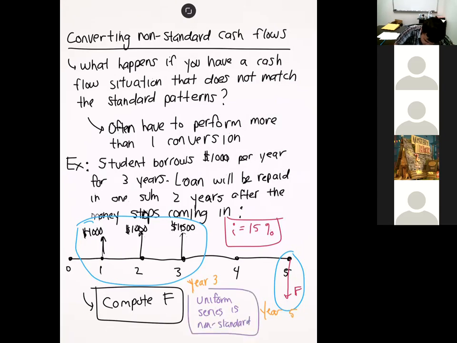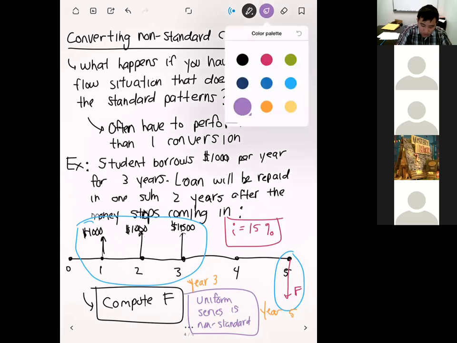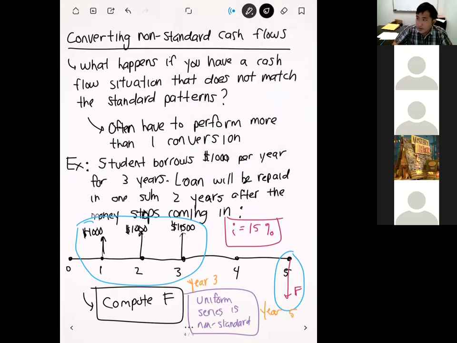Okay. And why is it non-standard? It's non-standard because it doesn't go all the way to the end of our cash flow diagram. Because it stops early, this is a non-standard problem. We can't just take this uniform series and convert it into a future sum in year 5, because we're not really comparing apples to apples here. The uniform series payment stops at the end of year 3, so we need to do this in 2 steps, and I'll show you what those 2 steps are on the next page. Before we do that, does it make sense why we can't just do a straight conversion between A and F?